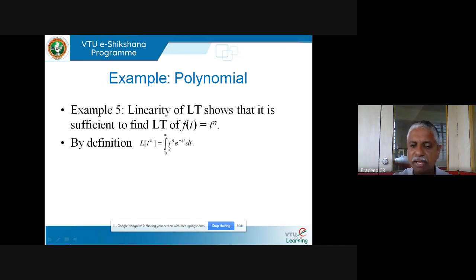Laplace of t power n by definition is the integral of t power n e power minus st dt, with integration limits from 0 to infinity. But now the problem is, how am I going to integrate t power n e power minus st? How have you done this kind of integration prior to this? Do you know how to integrate this? Just think for 1 minute.